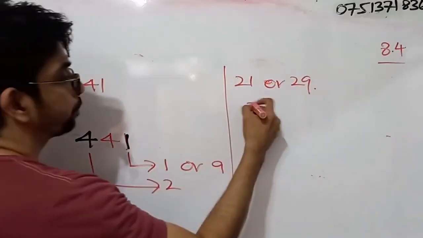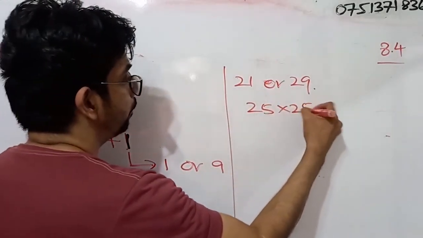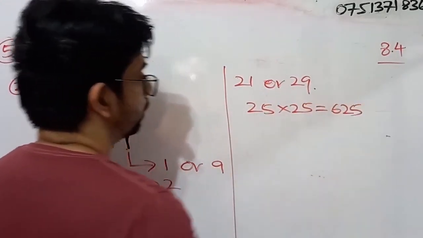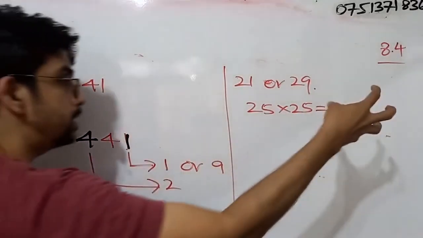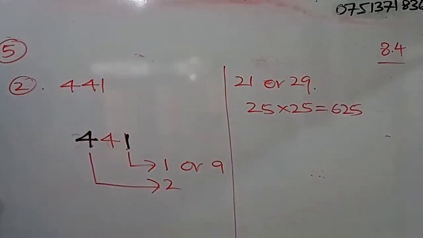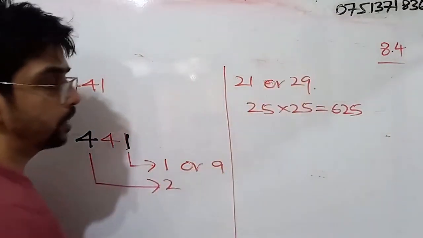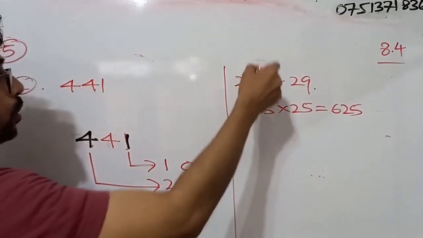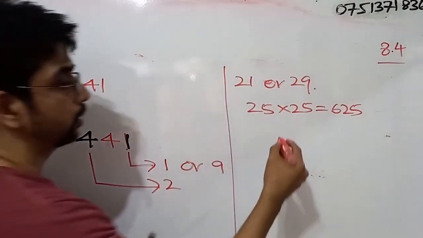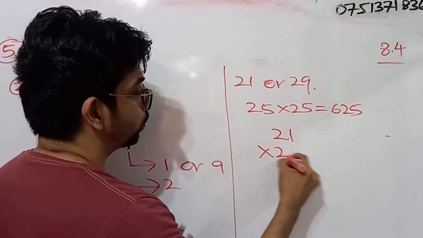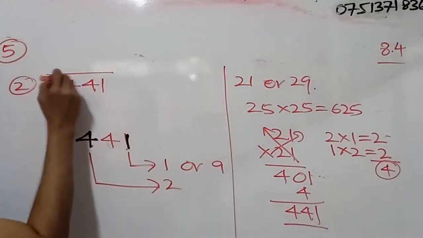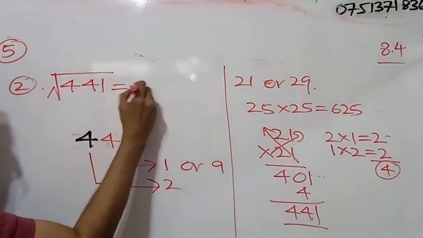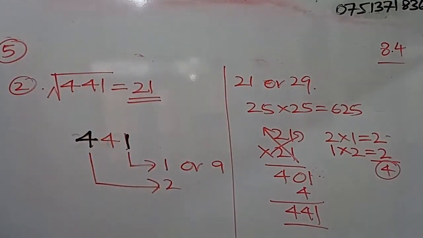We know 25 into 25, that is 625. The number that we are checking is 441. So this number is less than 625. That means we can skip the square of 29. So we can check the square of 21. Okay. So 21 into 21, 441. So that means what is the square root of 441? It is 21. The answer is 21.